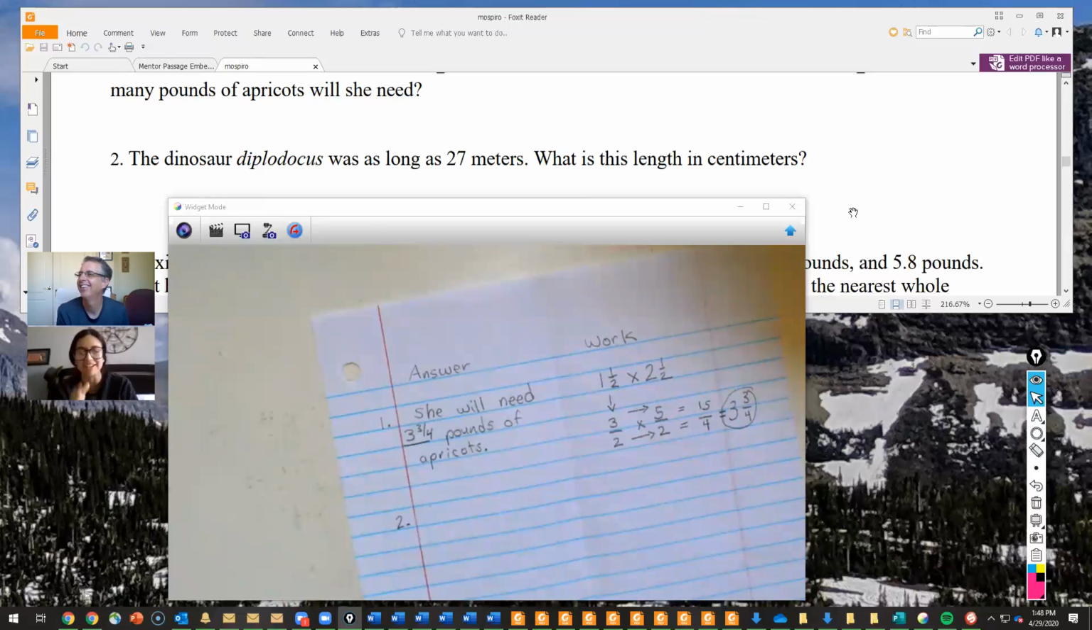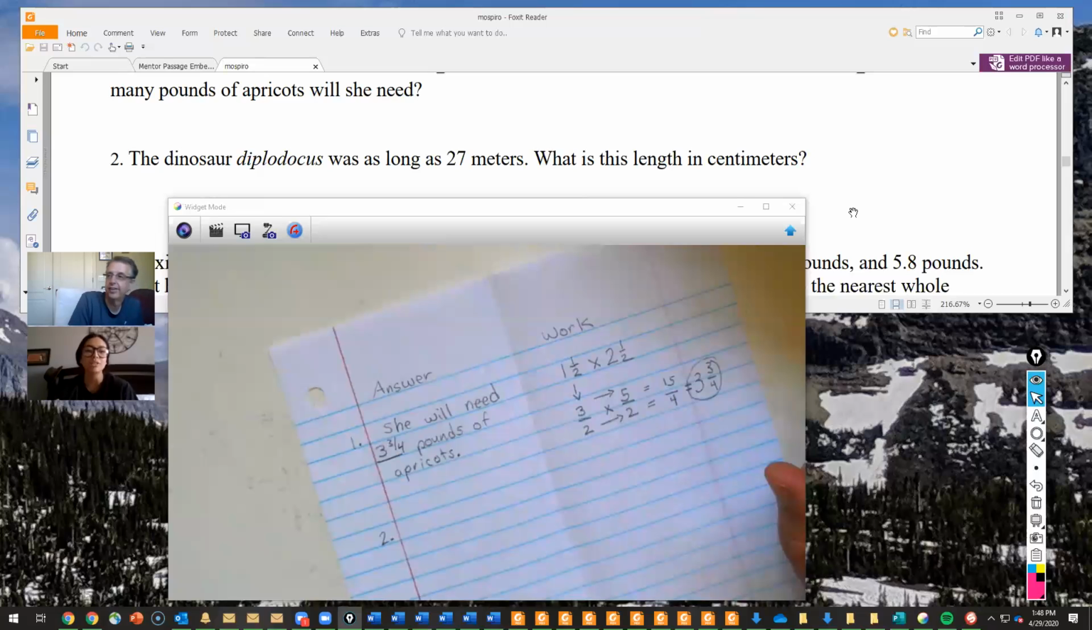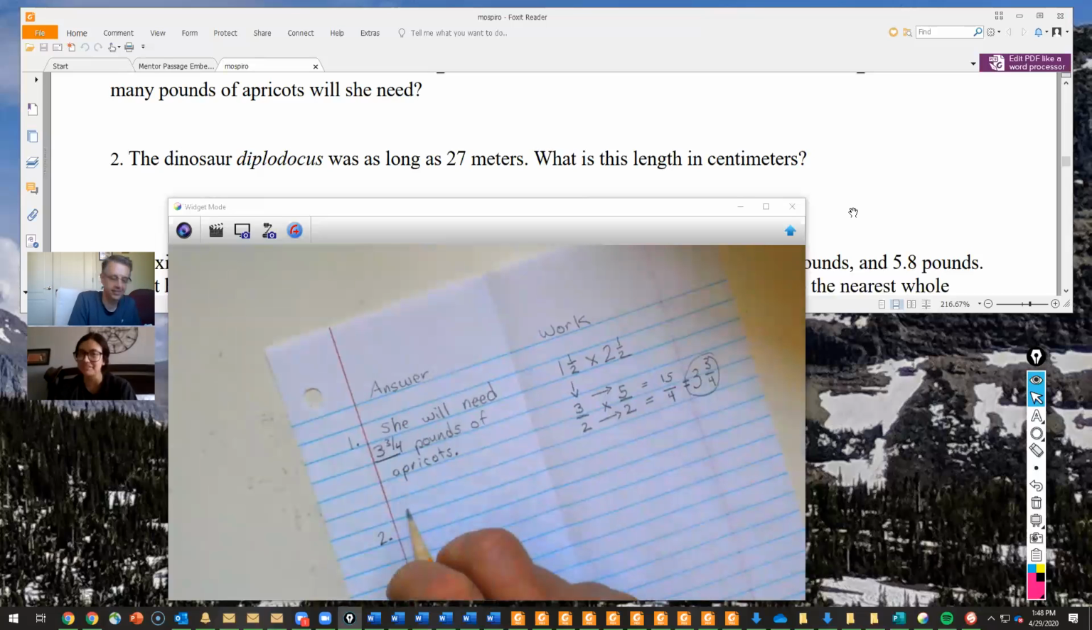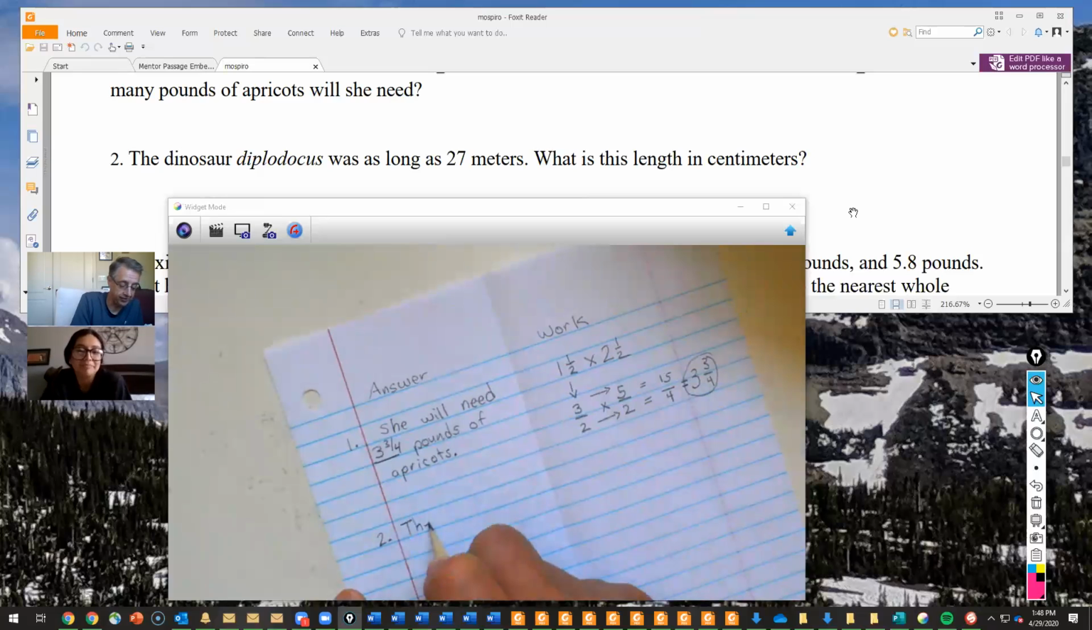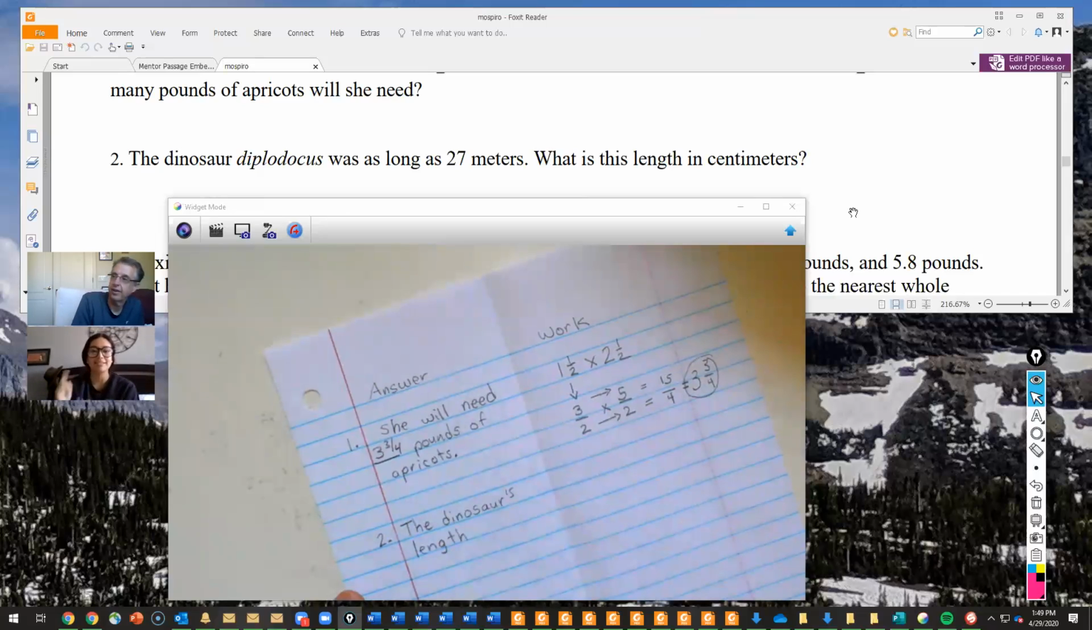Okay, back on track. The dinosaur Diplodocus was as long as 27 meters. What is the length in centimeters? So for your answer sentence, you can say the dinosaur Diplodocus. So difficult to say for some reason. Or you could just say the dinosaur's length. Yeah, that's easier actually. I'd go with that. Okay. The dinosaur's length is blank centimeters.